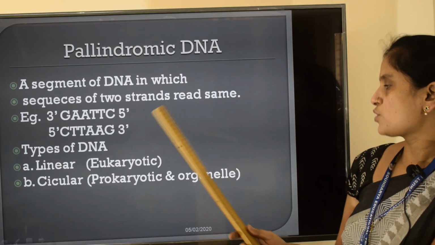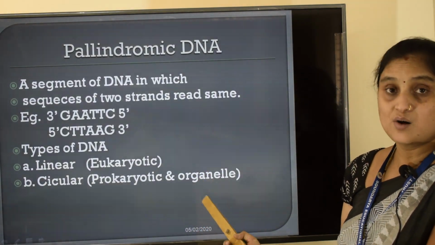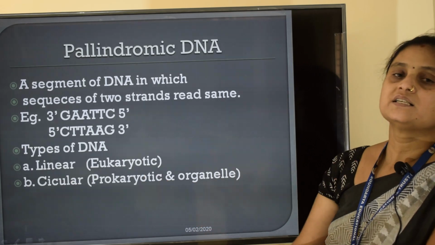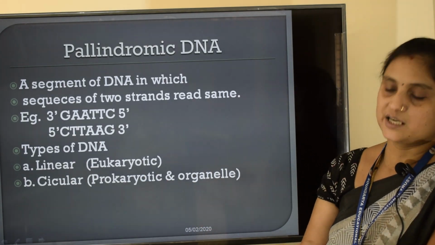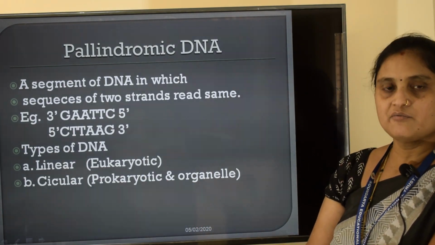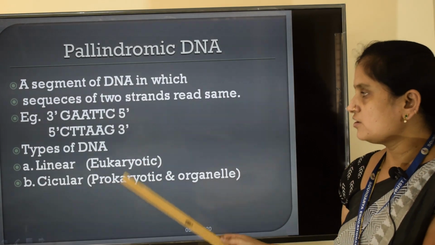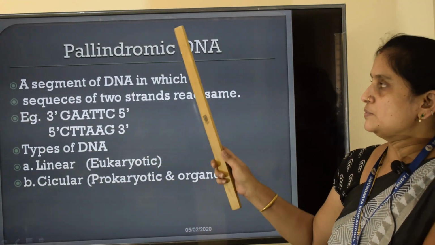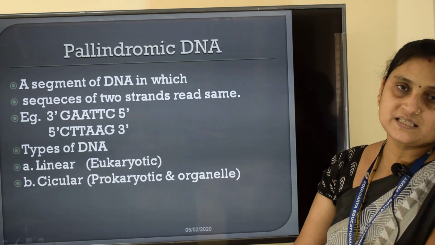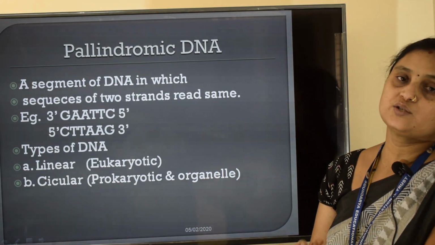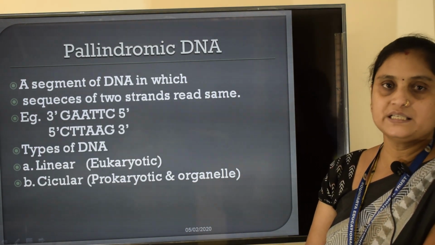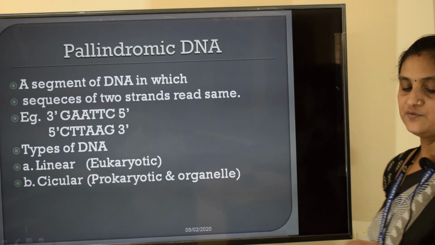Whereas in case of prokaryotes as well as in case of cell organelles, you can find double-stranded DNA, but it is circular. So with respect to structure, we can find two types of DNA. With respect to the base pairs and mode of coiling, we are going to find a total of 6 forms of DNA. So this is about the forms of DNA.